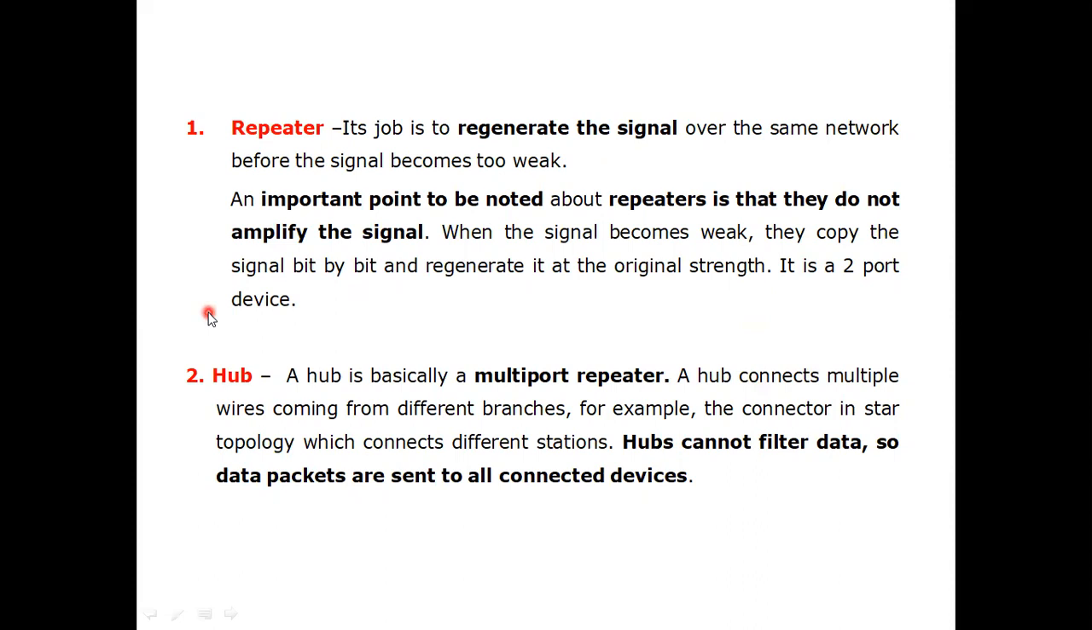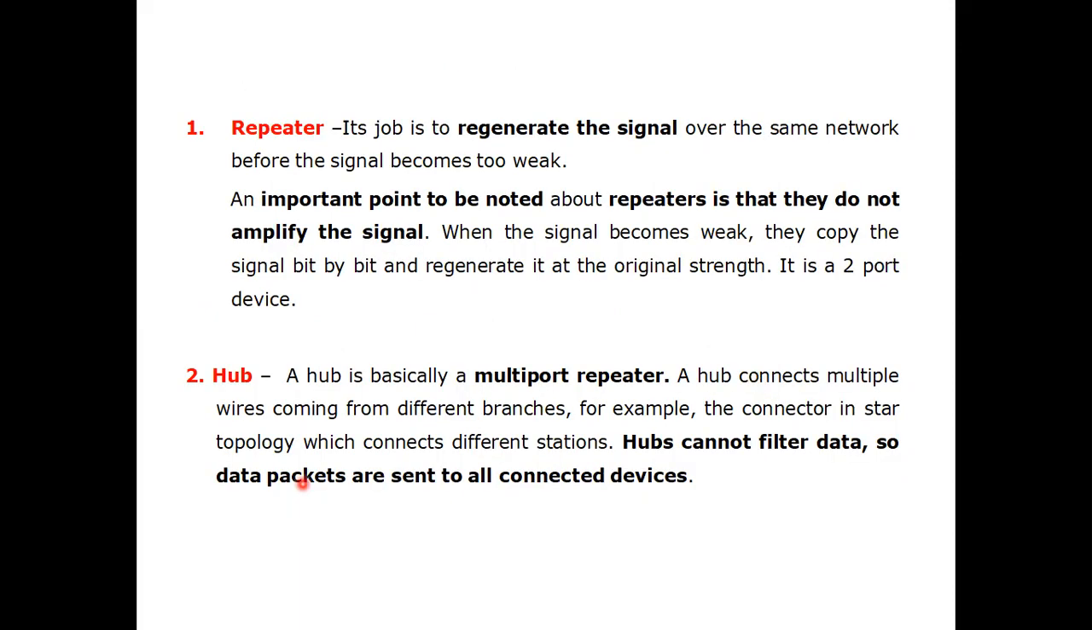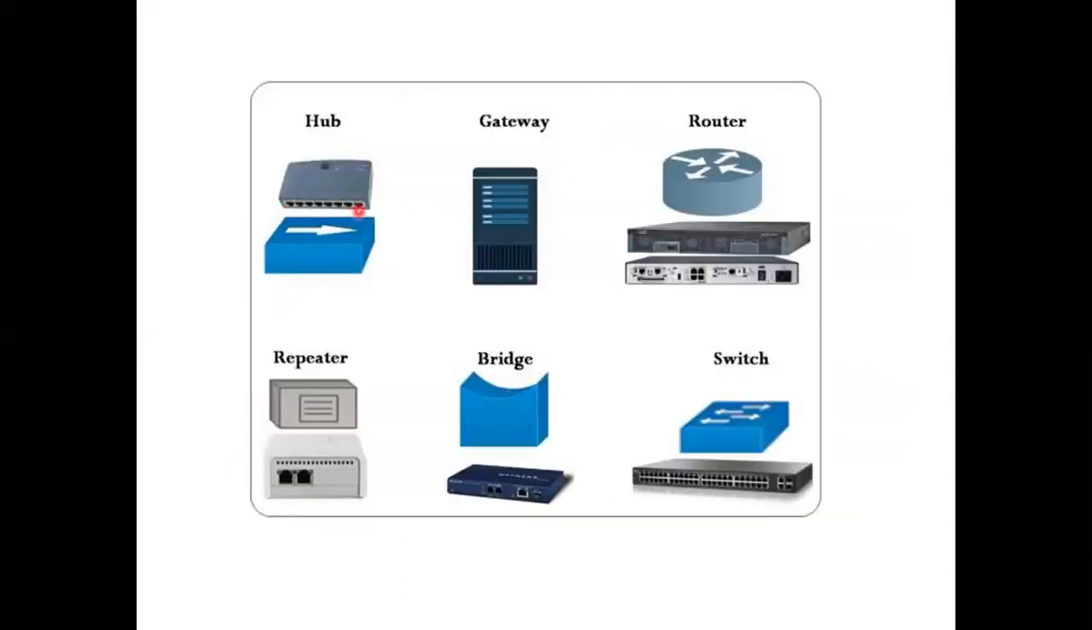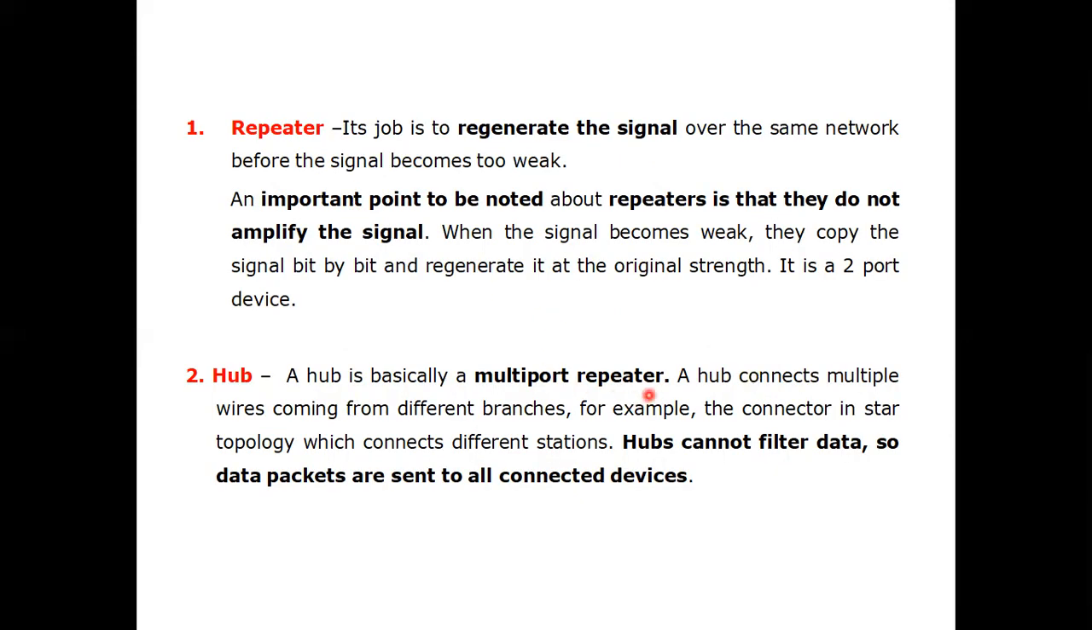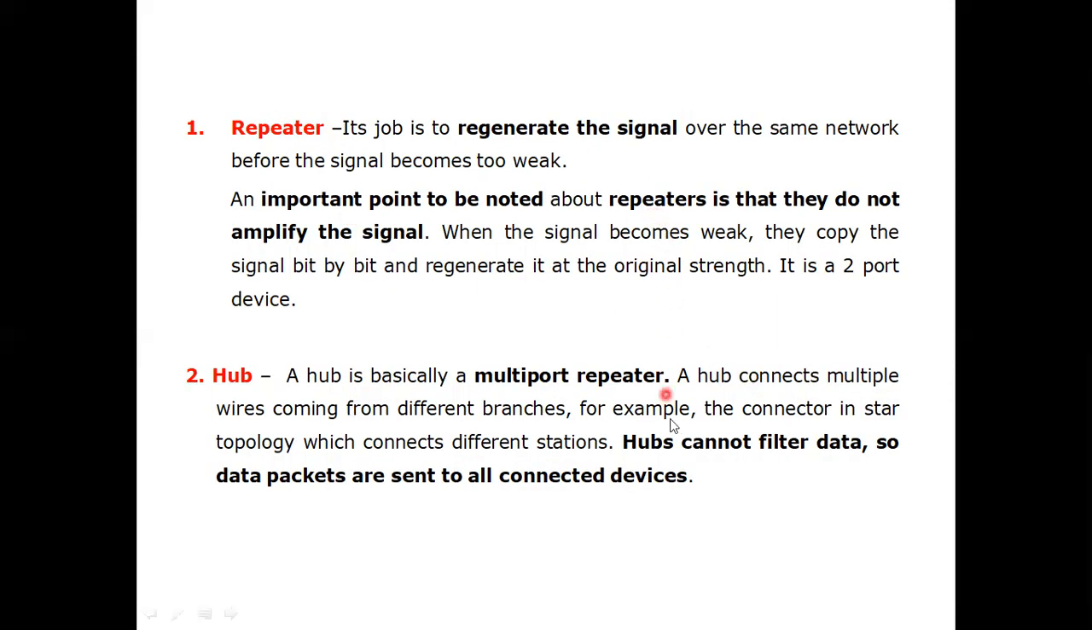You have seen in the diagram that the repeater is a two-port device. Now, what is a hub? A hub is basically a multi-port repeater. Just see the hub: there are many ports. So this is known as a multi-port repeater. It connects multiple wires coming from different branches. If there are multiple ports, obviously many wires will be connected to it. That's why it is called a multi-port repeater.